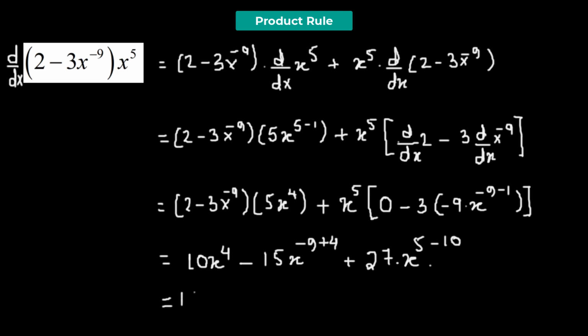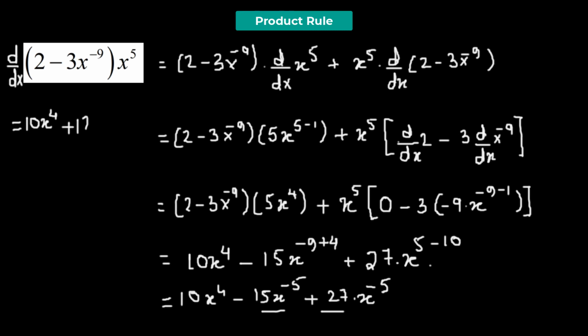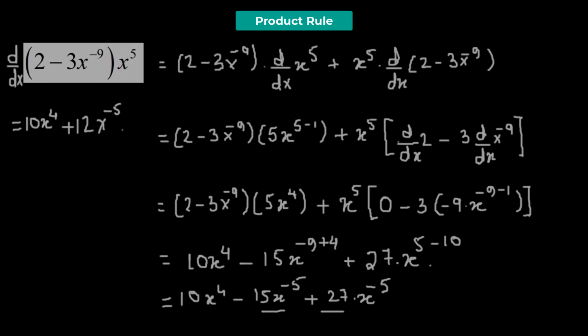So that gives us 10x raised to the power of 4 minus 15x raised to the power of negative 5 plus 27 times x raised to the power of negative 5. That's it. 5 minus 10 is negative 5. Now we have two common terms here, so that can be combined. So the final answer will be 10 times x raised to the power of 4. So 27 minus 15 is 12, positive 12. So we have plus 12x raised to the power of negative 5. So this is the derivative. Let's move on to the next question.